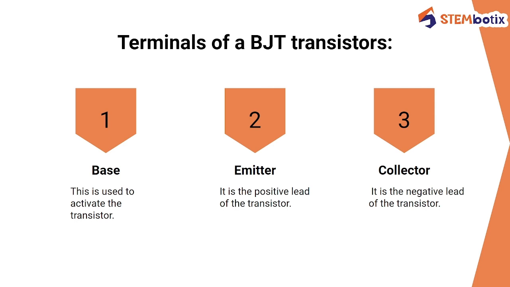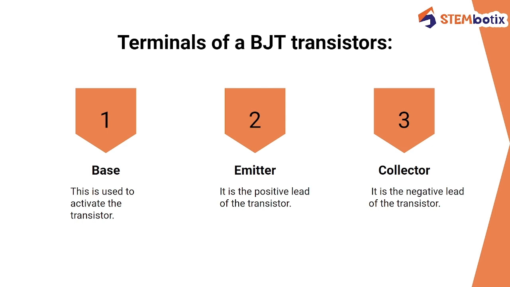Now, you have seen the two types of BJT transistors. In both types there are three terminals. In PNP as well as in NPN transistor, there are three different terminals: one is base, second is emitter, and the third one is collector. Emitter, base, and collector are the three terminals of any PNP or NPN transistor. The base terminal is always used to activate the transistor.